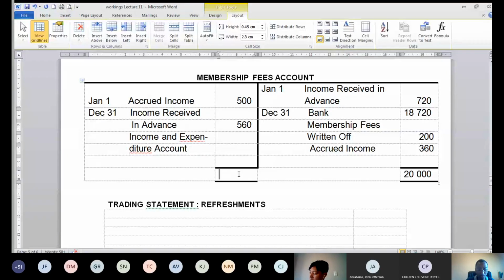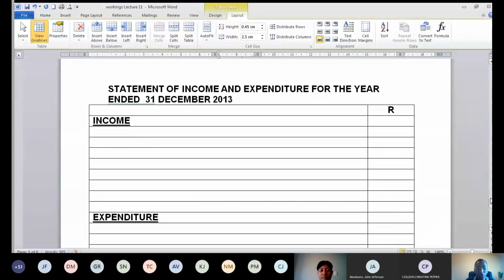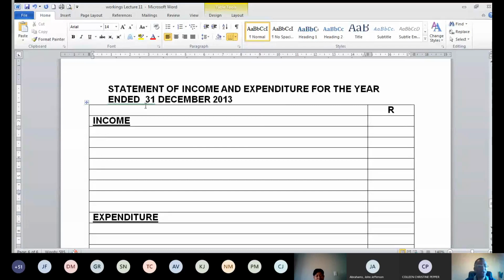On the debit side, you record the 20,000 rand, and the balancing figure to be recorded now in your income and expenditure statement as your income is the amount of 18,940, which is the balancing figure now in your membership fee account. So if you are now going to do your income and expenditure statement, to come back to a question that was asked earlier, you will now have membership fee as an income, and your income from your membership fees must now be 18,940.